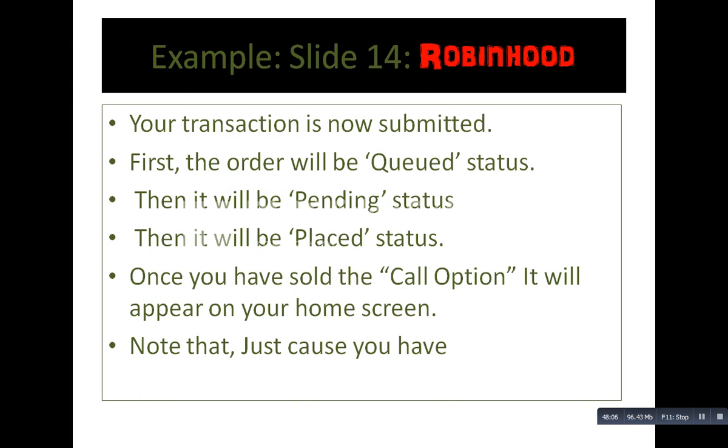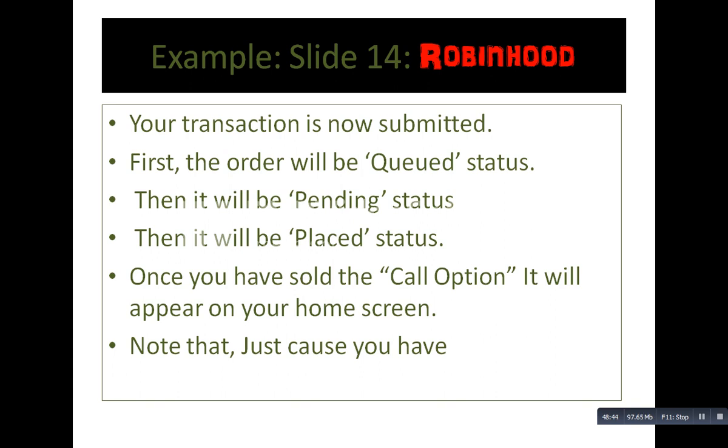So yeah, once you place this requirement, it will first go on queued, pending, and then placed status. Once it is done and executed, it will appear on your home window of Robinhood, and it will tell you that you have sold this, right? It will appear on your home screen, ideally under where you own the stock. If you click on that KALA or whatever XYZ stock you own, it will show you that you hold a call option which you had sold over here, right?